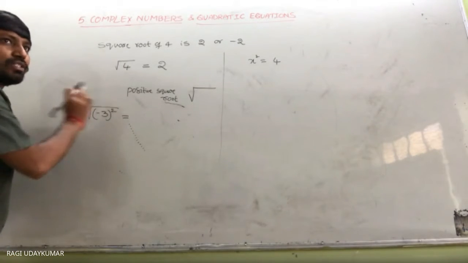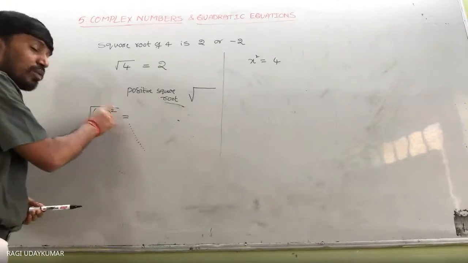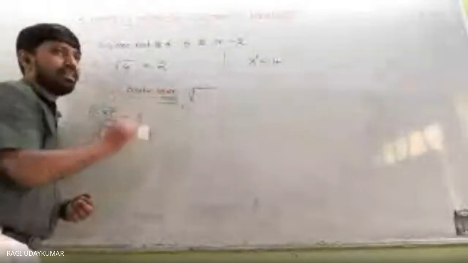What is the value of this one? Square root of minus 3 whole square. Plus 3 or minus 3? Normally the root and square cancel and you would write minus 3 as the answer. But it is plus 3. Why? Because minus 3 whole square is 9, and this symbol represents the positive square root.